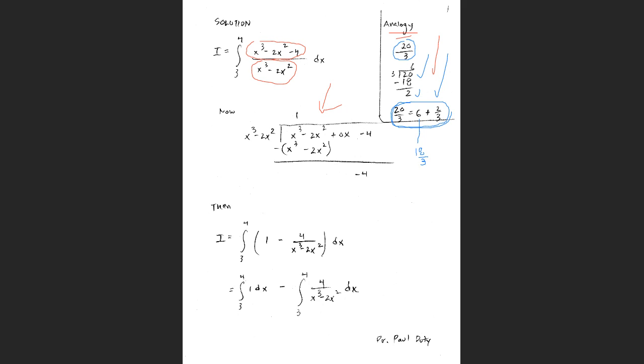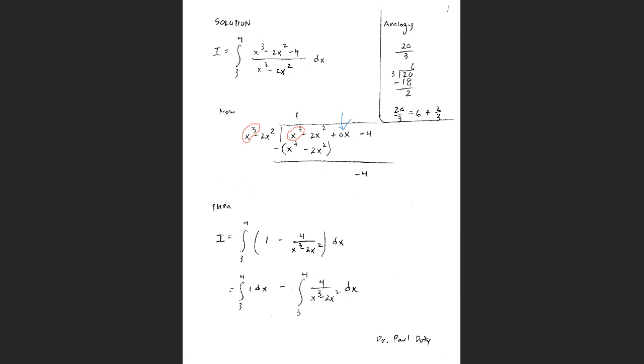So the numerator here, x cubed minus 2x squared minus 4, I write as x cubed minus 2x squared plus 0x minus 4. I like to have my placeholder in here. I want a 0x there. And I focus on the x cubed here, and then in the denominator that I'm dividing into the numerator, I focus on the highest power as well.